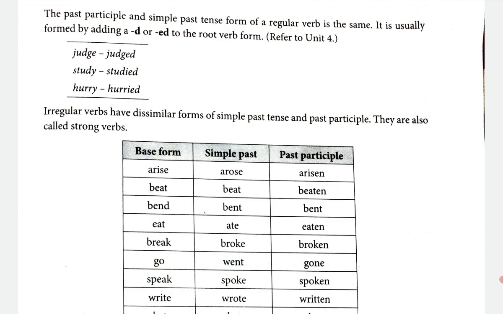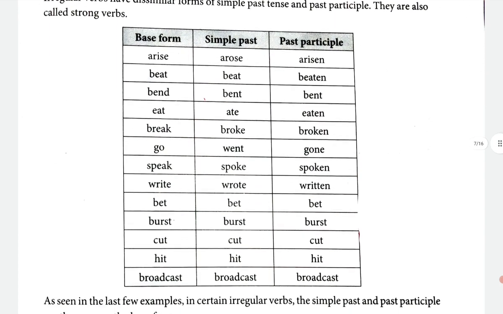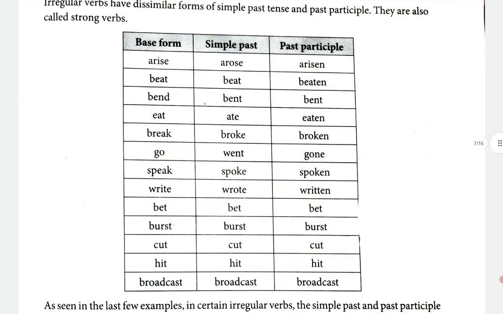Now, irregular verbs have dissimilar forms of simple past tense and past participle. They are also called strong verbs. So, first we talked about regular verbs where a simple suffix is needed. More or less, the verb will remain the same: judge, judged, study, studied, hurry, hurried. But in irregular verb format, it is not like that. There will be a base form, the simple past will be different, and the past participle will again be different. So they are also called strong verbs because they acquire these many kinds of forms.